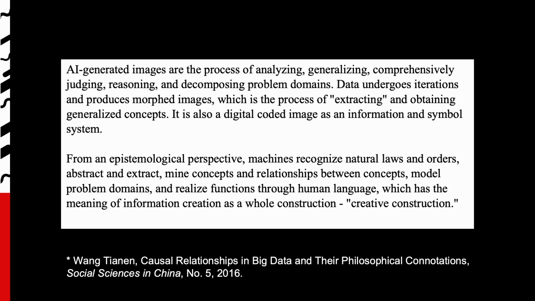AI-generated images are the process of analyzing, reasoning, and decomposing program domains. Data undergoes the process of extracting and obtaining concepts. It is also a digitally coded image as an information and symbol system. From its epistemological perspective, machines recognize abstraction and extract concepts, model problem domains, and realize functions through the human order, which has the meaning of informational creative construction.